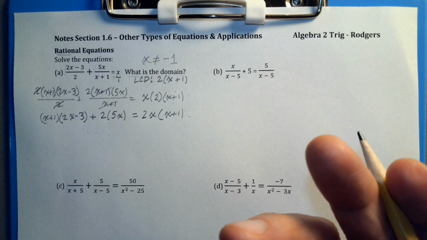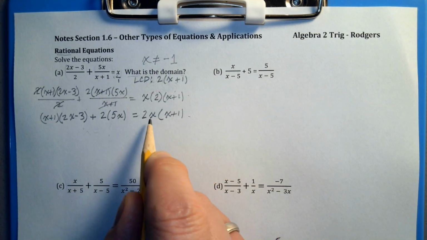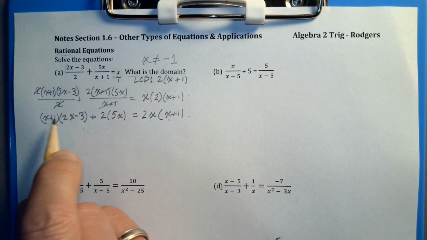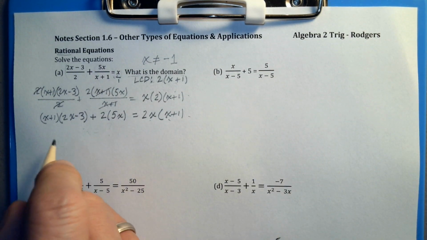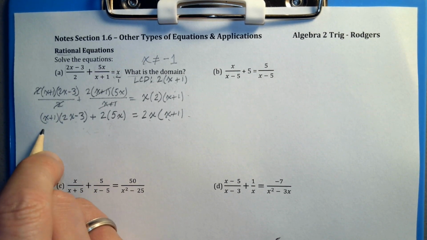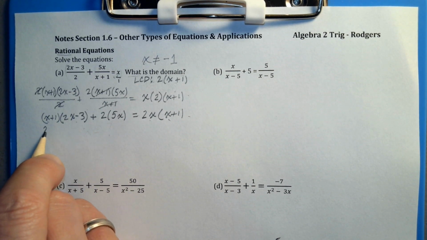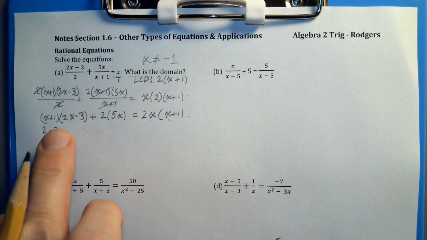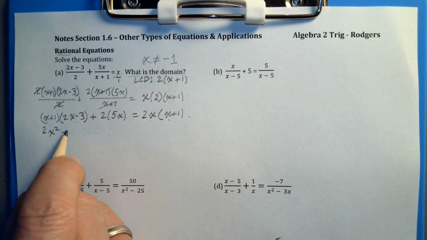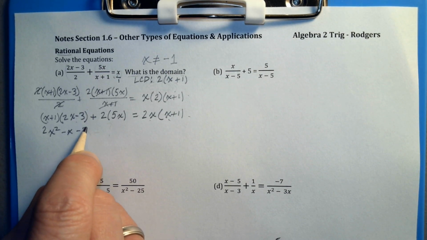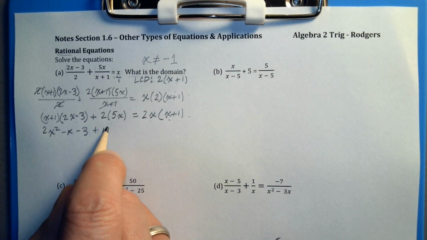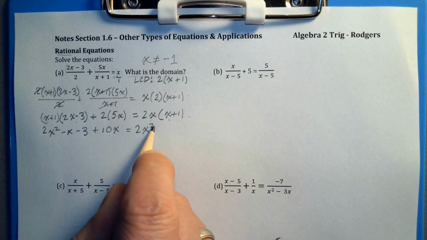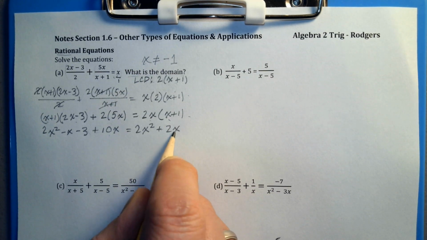We'll probably have a quadratic because I can see I have a 2x times an x here. So we're going to probably have an x squared. Looks like we're going to have an x squared over here. Let's see what happens. All right, so let's FOIL this out. That is going to be 2x squared. We have negative 3x and a 2x, so that's going to be negative x and also minus 3. This will be plus 10x. And here we have 2x squared plus 2x.